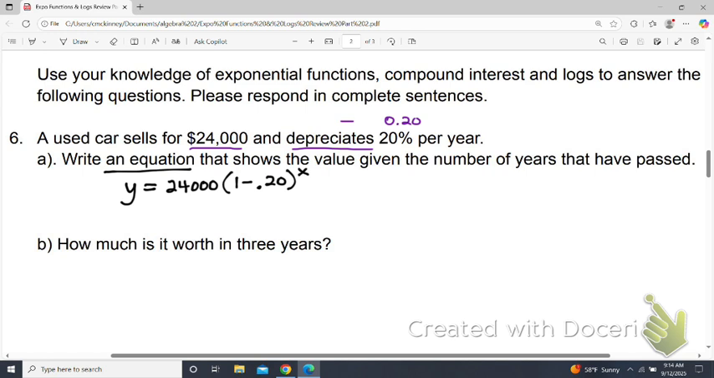That's it. And now you're going to use that equation that you've written to find out the answer for this next question. So how much is it worth in 3 years? So I'm going to take my 24,000, 1 minus 0.20, and now my exponent is the 3. And you could type that in the calculator pretty much the way that looks, or perhaps you go ahead and do this subtraction.